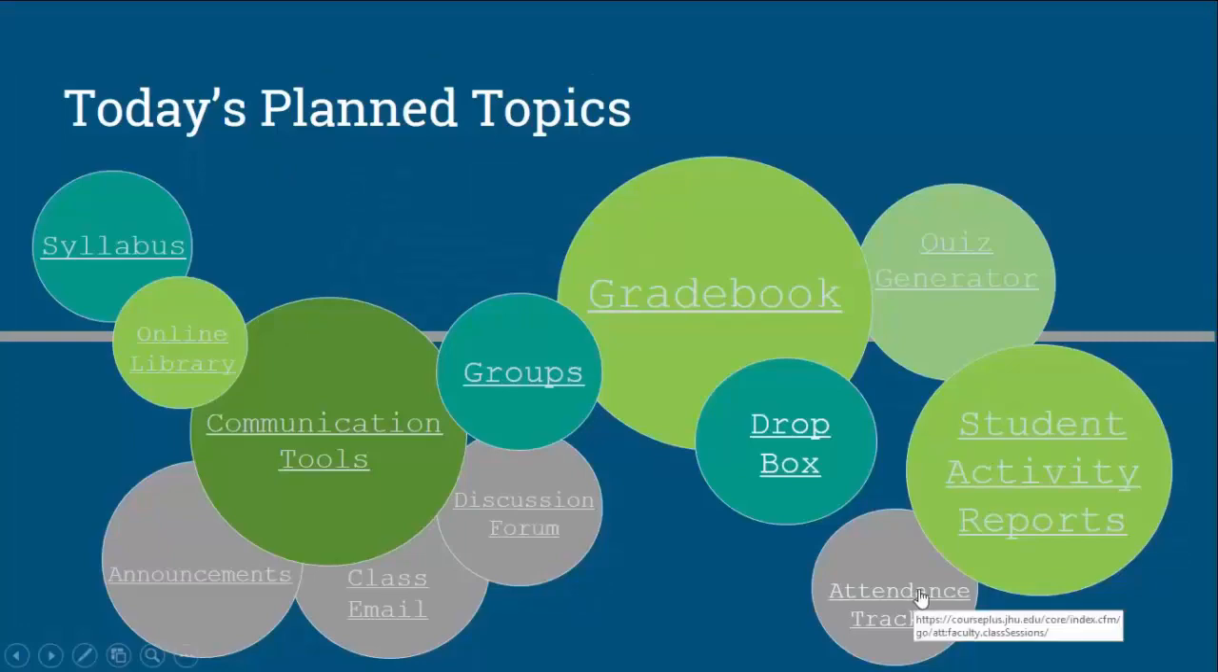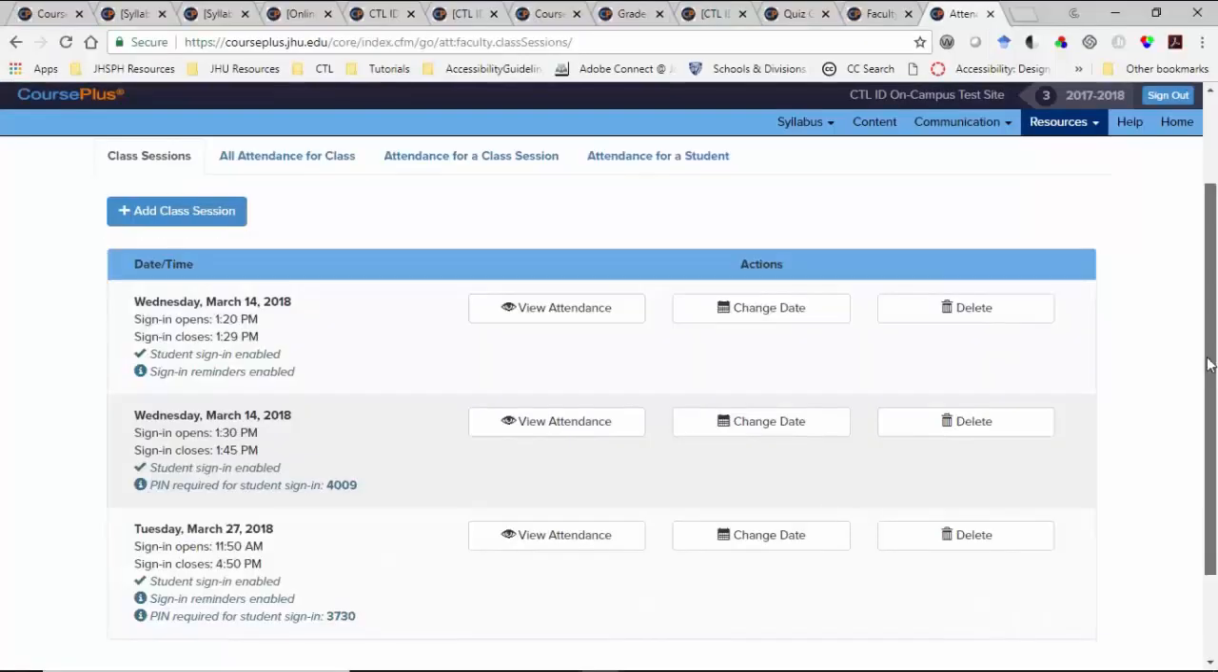The attendance tracker is available to only on-campus courses. This tool is a great example of efficiency. No longer do students need to sign in on a piece of paper, nor does faculty need to do any sort of roll call to record attendance.